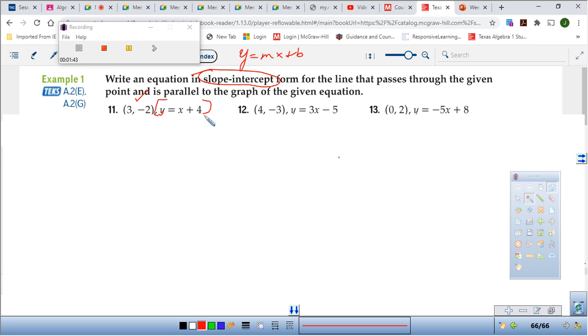So let's first find out my slope. My slope, looking at it, is a 1. Okay, it's not written there, but it's a 1. So we're going to use point-slope form. We're going to go with y minus y1 is equal to m times x minus x1. And we're going to go with y minus a negative 2.